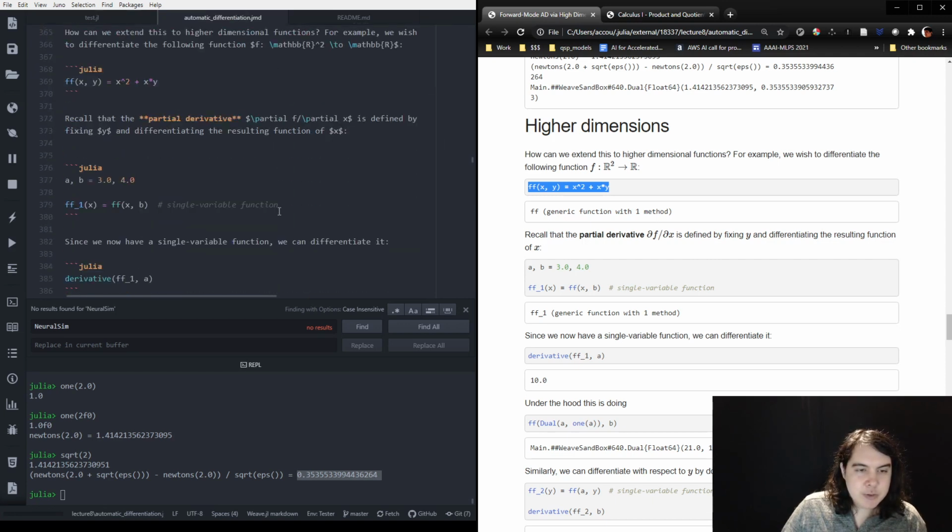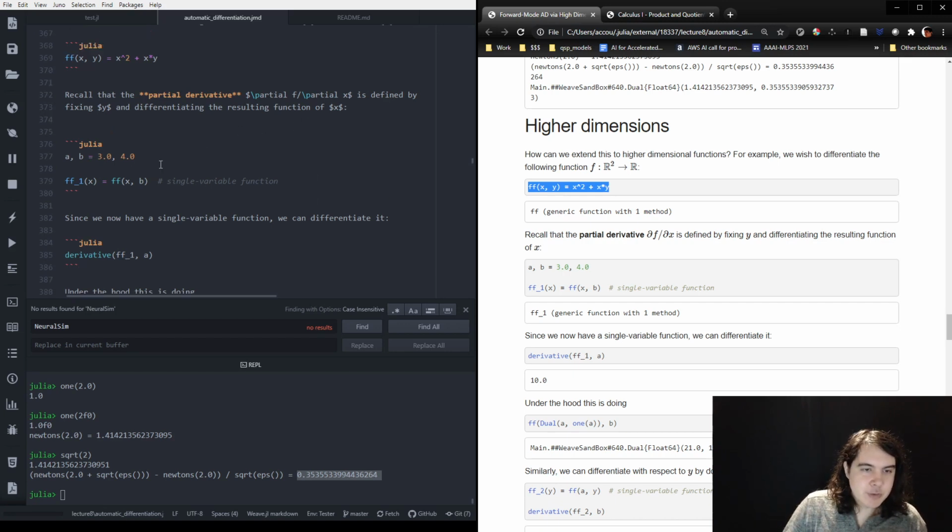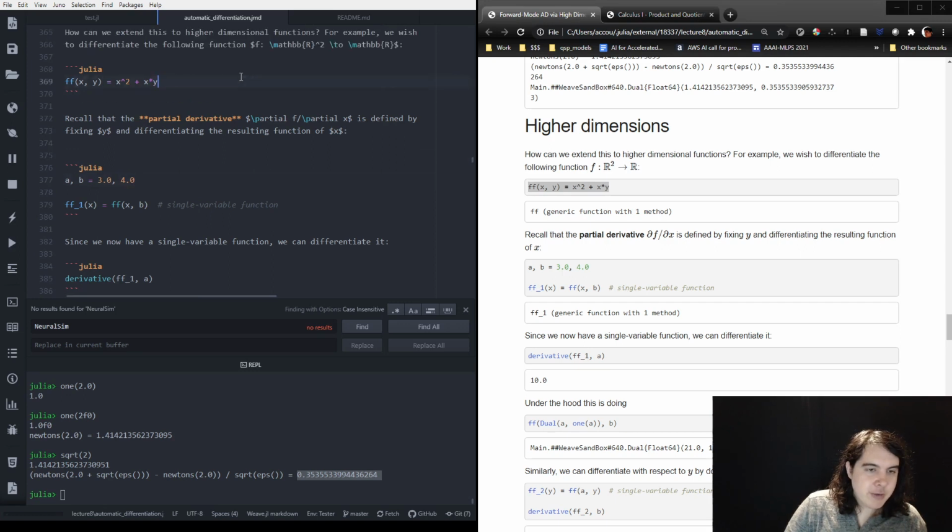So the way to do higher dimensional automatic differentiation, of functions with multiple inputs and multiple outputs, is you just do the derivatives in the different directions one at a time, which is essentially how you have to calculate derivatives. Derivatives are always directional. You just have to choose which directions you want to differentiate by.